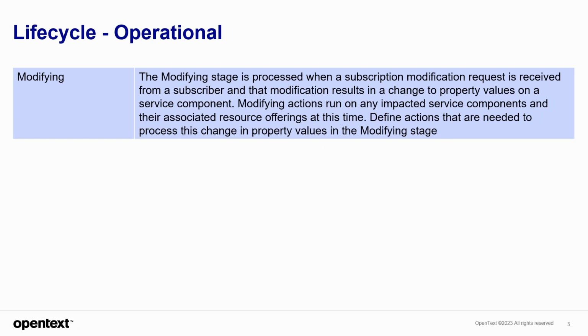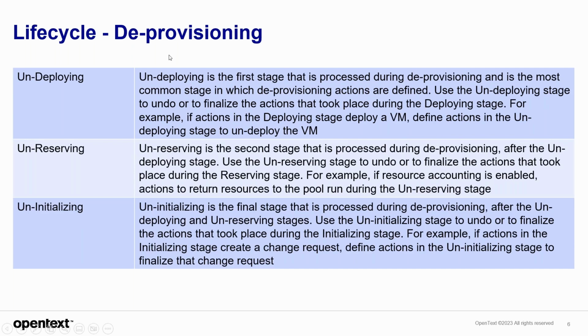So once the component is deployed, and you want to modify a few configurations on that particular component, the modify lifecycle gets executed. And in the deprovisioning, as I was explaining, it is in reverse. So first the undeploying flow will get executed, and then you unreserve, and then you uninitialize anything which you have initialized, right? So the same sequence of phases gets executed.